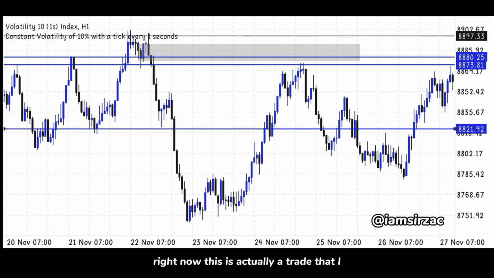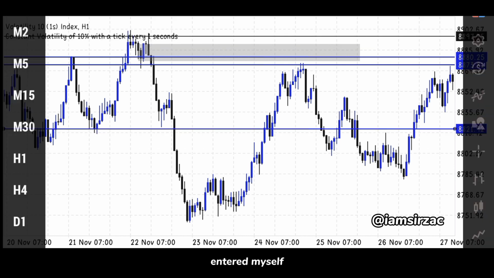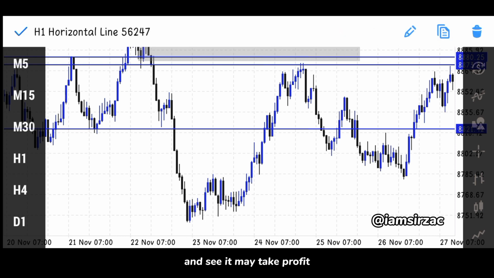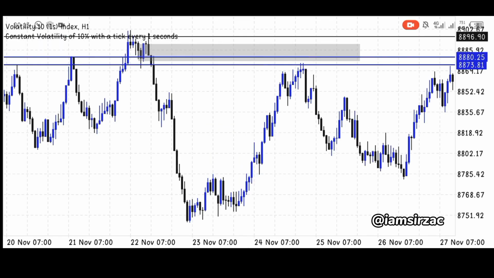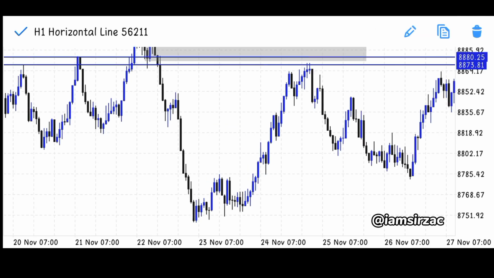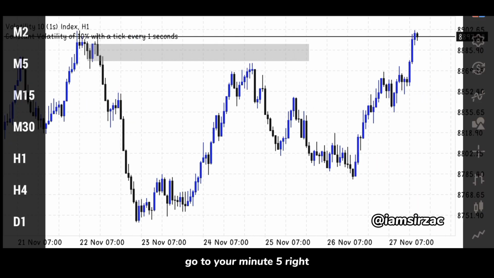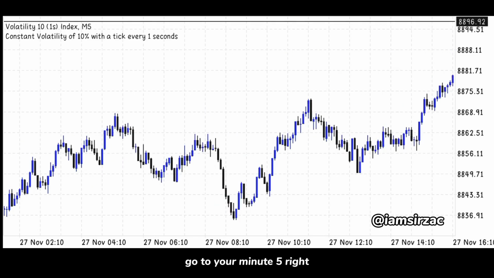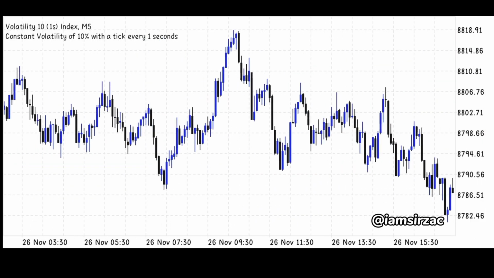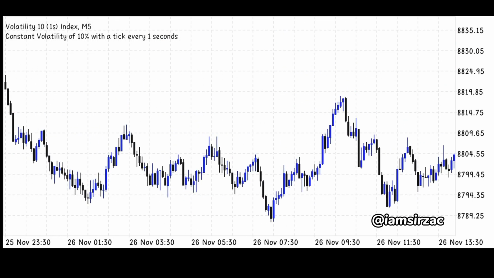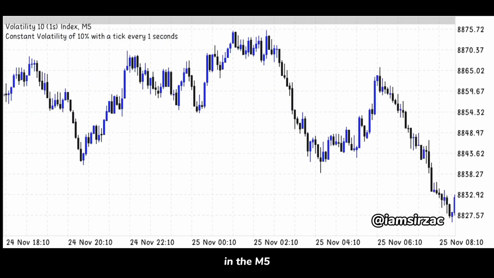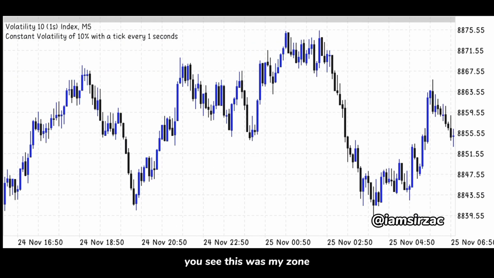right? Now this is actually a trade that I entered myself, and it may take profit as expected. Now let's talk about the entry. Go to your minute 5, right? In the M5, you see this was my zone.